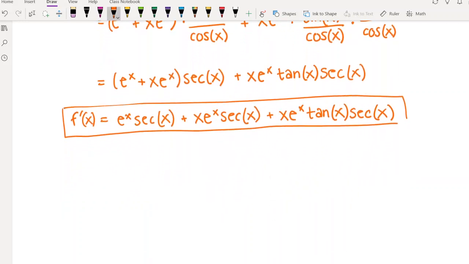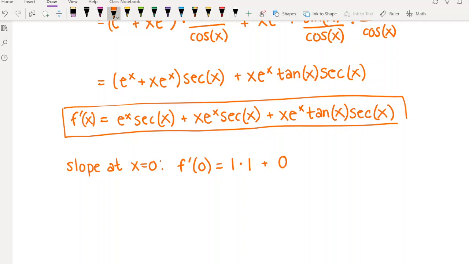So the next thing we want to do is find the slope at x is equal to 0, because we're looking for the equation of the tangent line at x is equal to 0. So luckily, 0 is a pretty nice number to plug into this function. So e to the 0 is going to be 1. So secant of 0, that's 1 over cosine of 0. Cosine of 0 is 1, so we get 1 over 1, which is 1. Next part is just going to be 0.